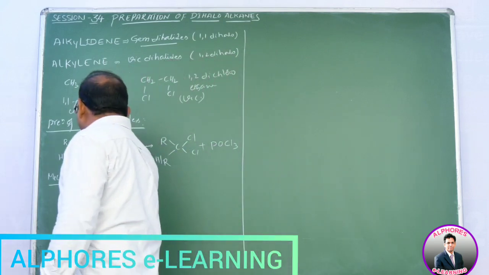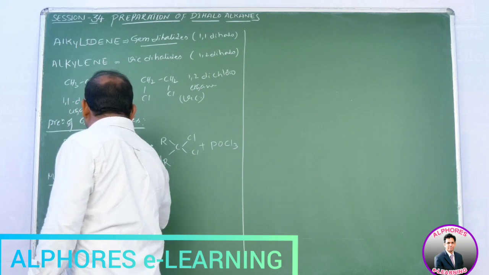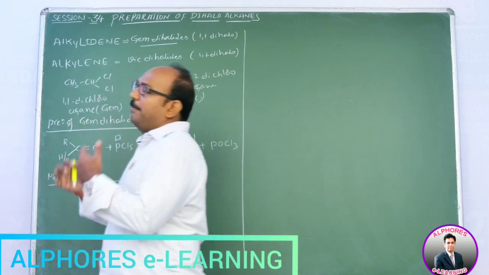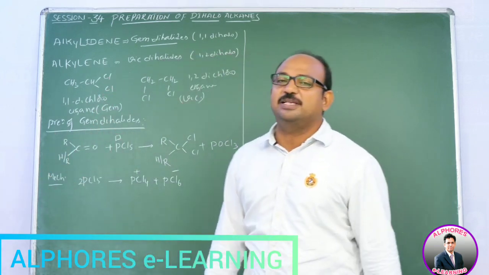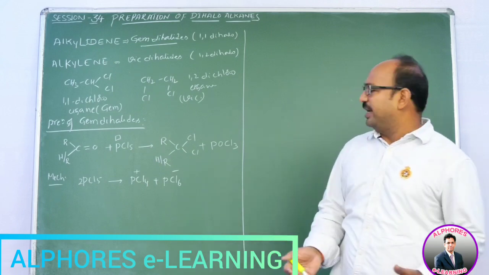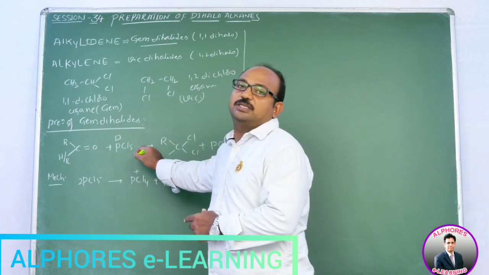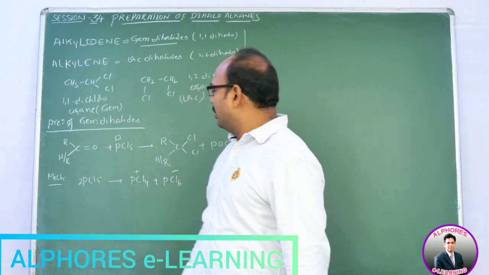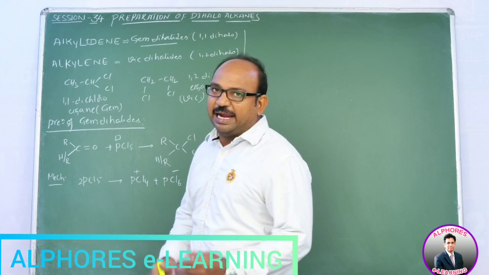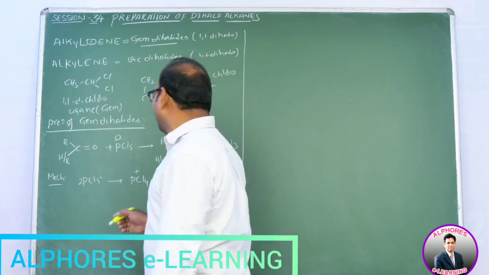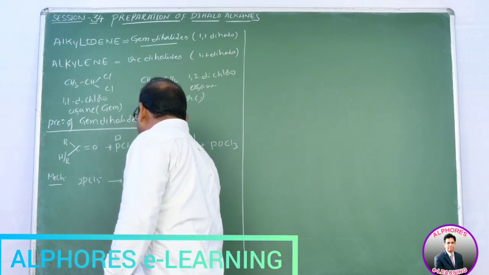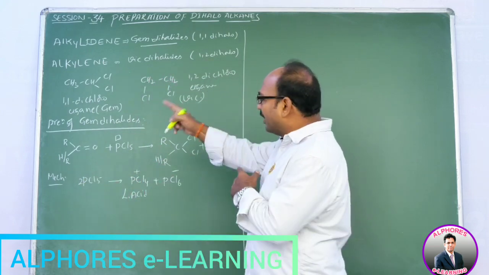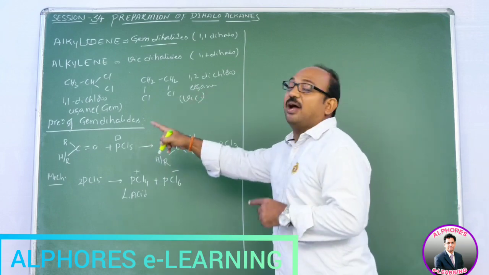Now PCl5, as we know, dissociates as PCl4+ and PCl6-. Compared to PCl5, the Lewis acid character of PCl4+ is much more, because now it has a positive charge, a vacant orbital, and 4 more electronegative chlorine atoms. Now this PCl4+ acts as an electron pair acceptor, that is, a Lewis acid, and it is going to accept an electron pair from the carbonyl oxygen.